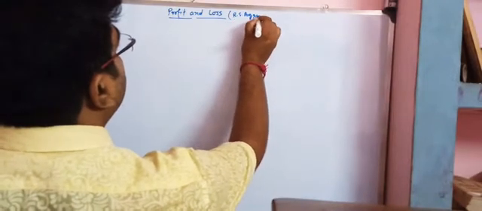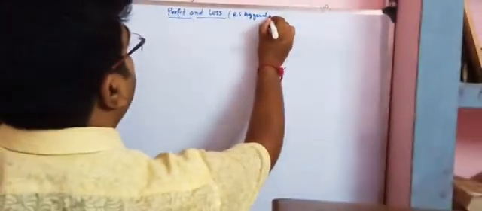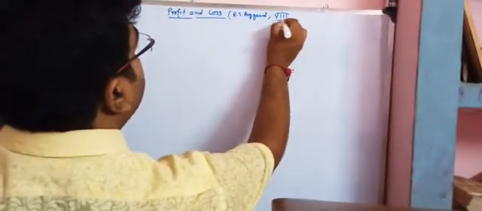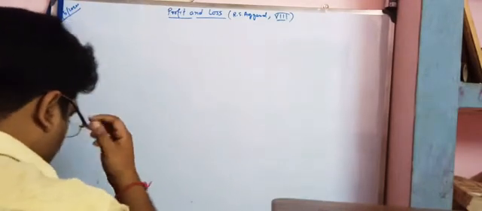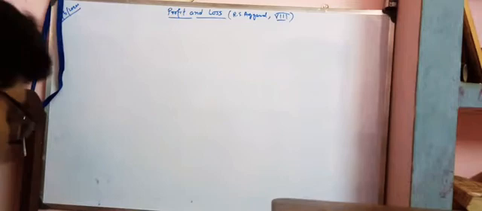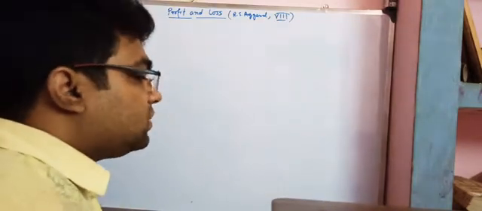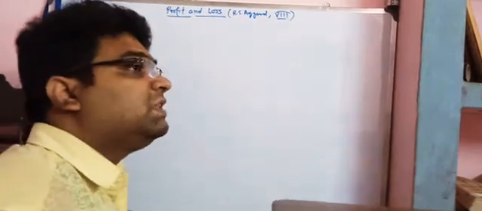The chapter is profit and loss from your RS Agarwal math book of class 8. Okay. Profit and loss. Now as we have already read about profit and loss, you have a preliminary idea about profit and loss in class 7. To start this chapter, we have to know some things.